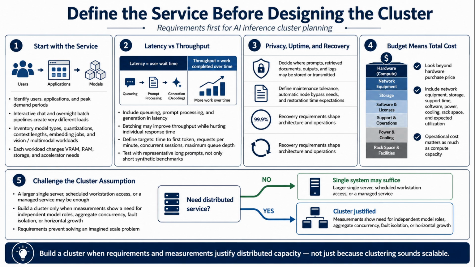Document privacy, uptime, and recovery expectations. Determine where prompts, retrieved documents, model outputs, and logs may be stored or transmitted. Decide whether planned maintenance is acceptable, whether a failed node must be bypassed automatically, and how long service restoration may take. Convert budget into more than purchase price. Include network equipment, storage, support time, software, power, cooling, rack space, and expected utilization.